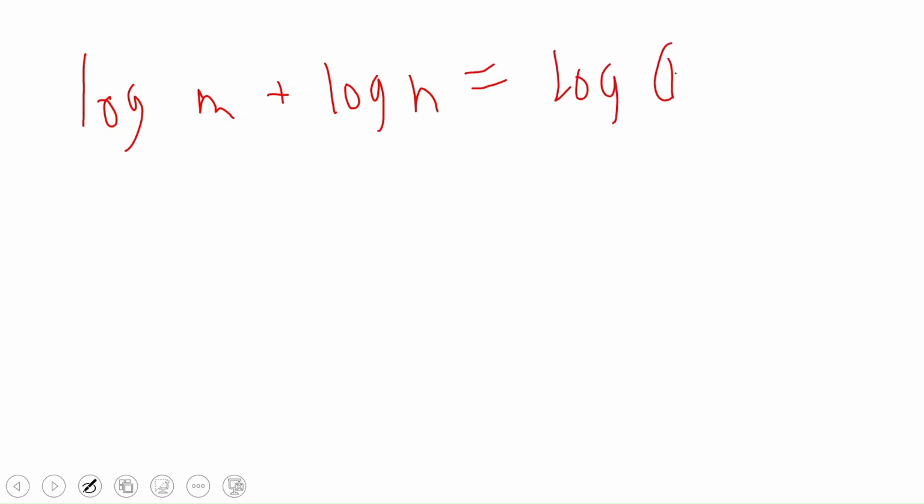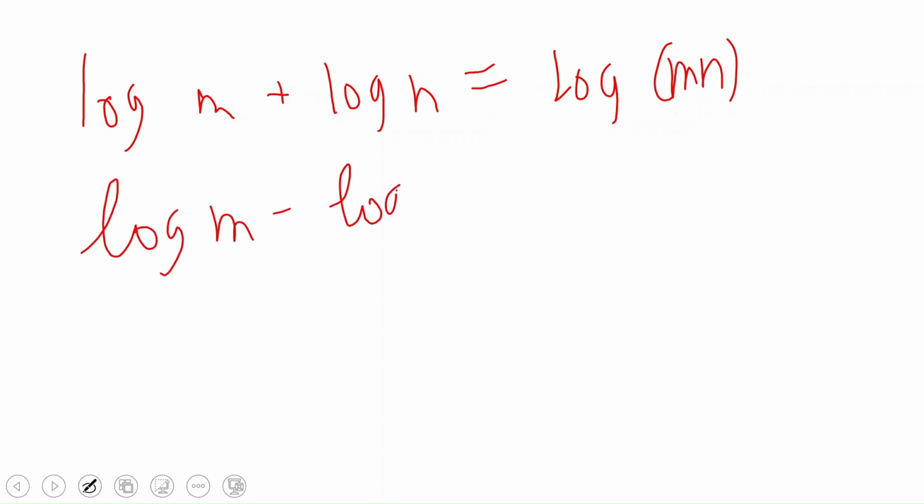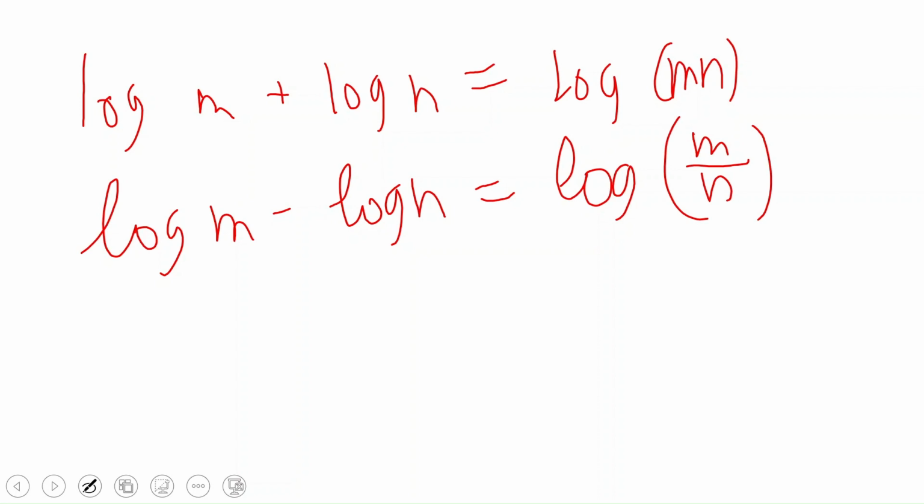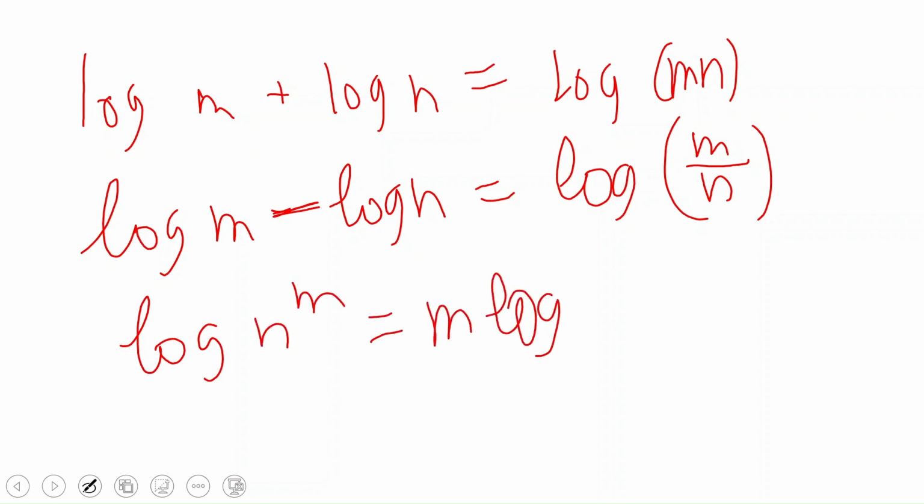Now let's say we have log m plus log n. This is going to be the addition rule, which is log of m into n. If it was minus instead, log m minus log n, then this is going to be log m divided by n. So the one that gets the minus is going to be the denominator. Then we have log of n to the power m is nothing but m into log n. That's going to be the third rule.